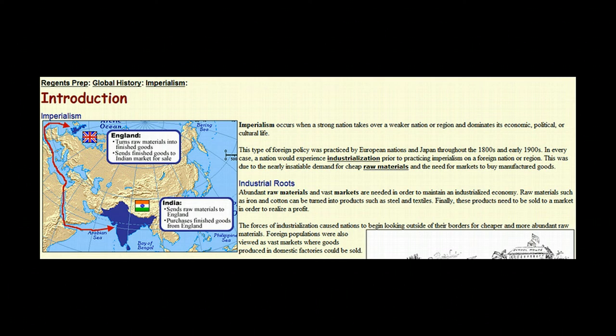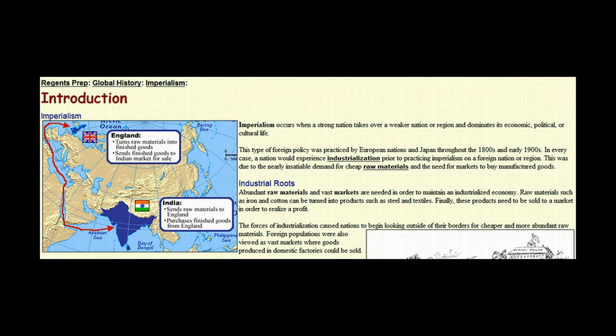They have a lot of different motivations, but as long as you have that information, you'll be good to go. So on that first question on the worksheet, those fill-in notes, you can just point to this first sentence. So imperialism occurs when a strong nation takes over a weaker nation or region and dominates its economic, political, or cultural life.